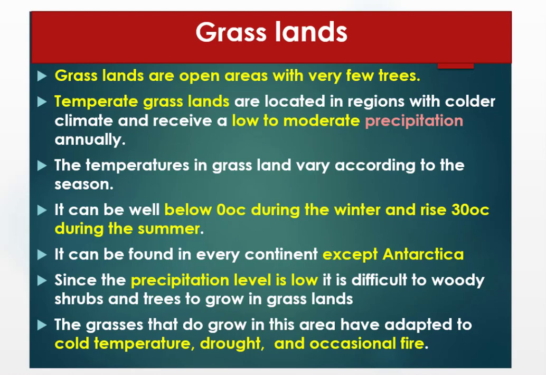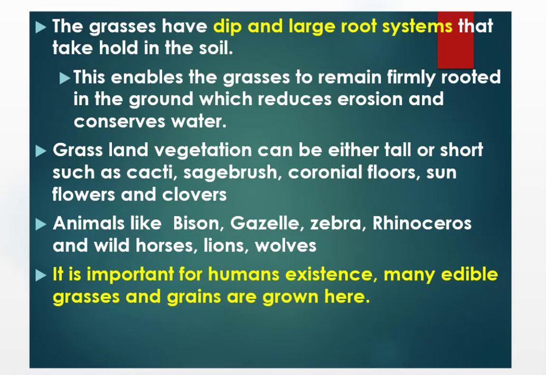This grassland can be found in every continent except Antarctica. Since the precipitation level is low, it's difficult for woody shrubs and trees to grow in grasslands. The grasses that do grow in this area have adapted to cold temperature, drought, and occasional fire. The grasses in this biome have deep and large root systems that take hold in the soil. This deep and large root system enables the grasses to remain firmly rooted in the ground, which reduces erosion and conserves water.